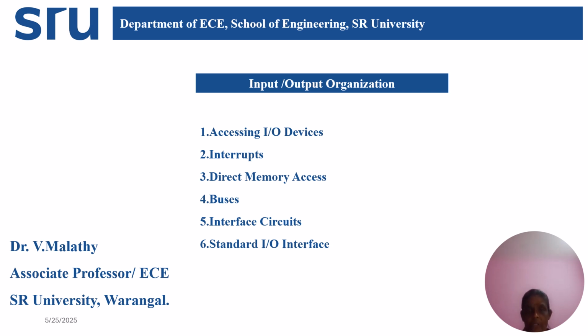Hello friends, today I am going to talk about input-output organizations. In this case, mainly we have to see about direct memory access. Before that, let us have a look at accessing IO devices, interrupts, and then go to direct memory access. And then buses. Without a bus we cannot transfer the data, and from input output devices to the processor, interface circuits are necessary. Then we have to see what the standard IO interfaces are.